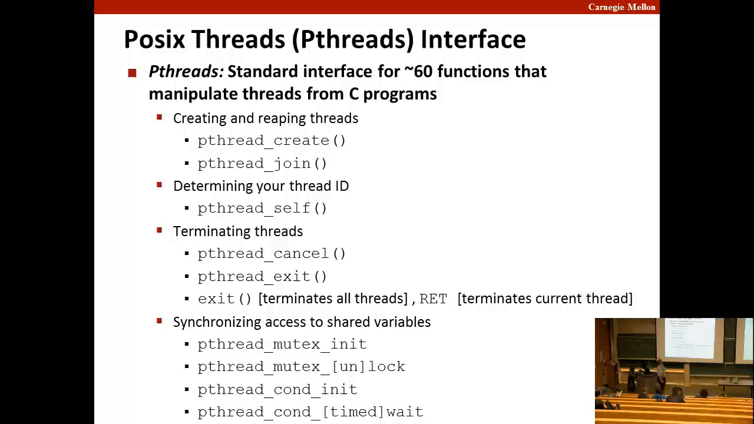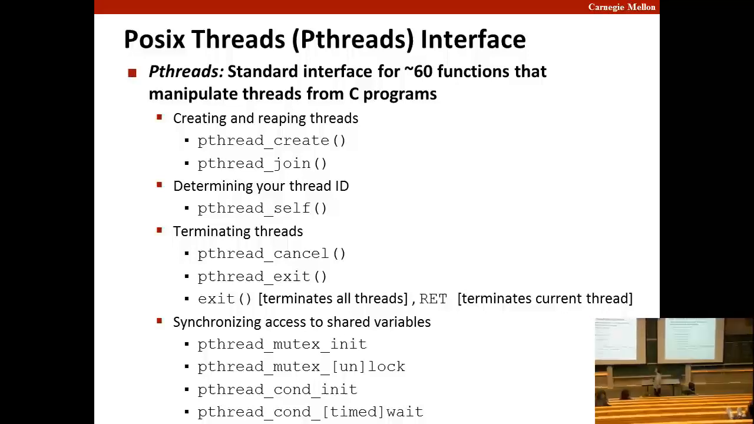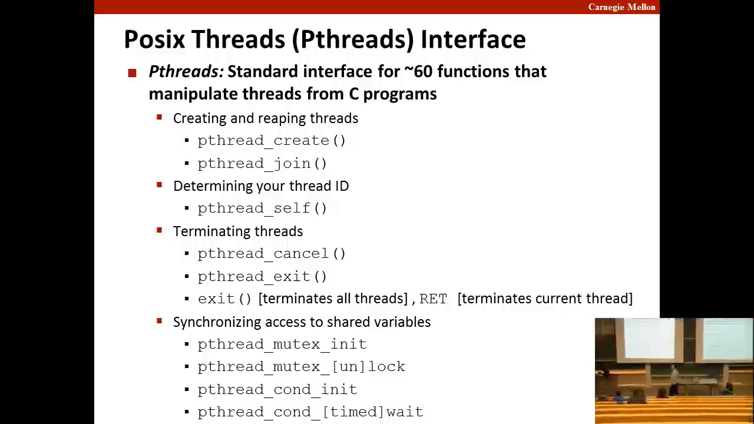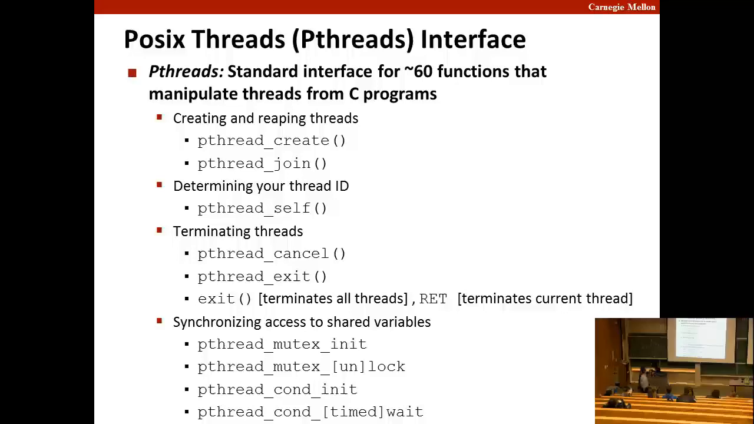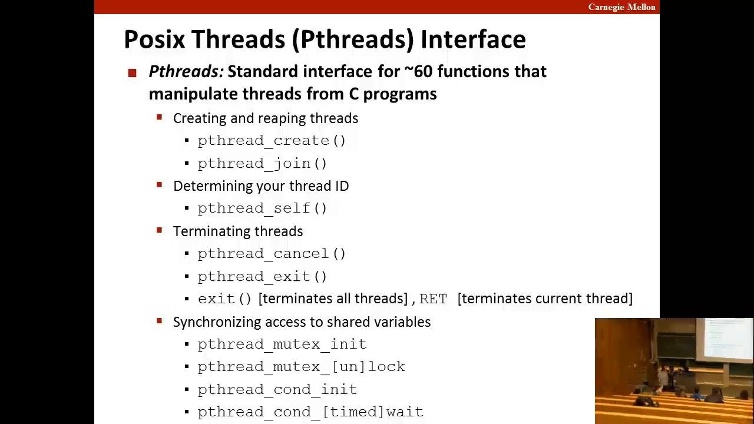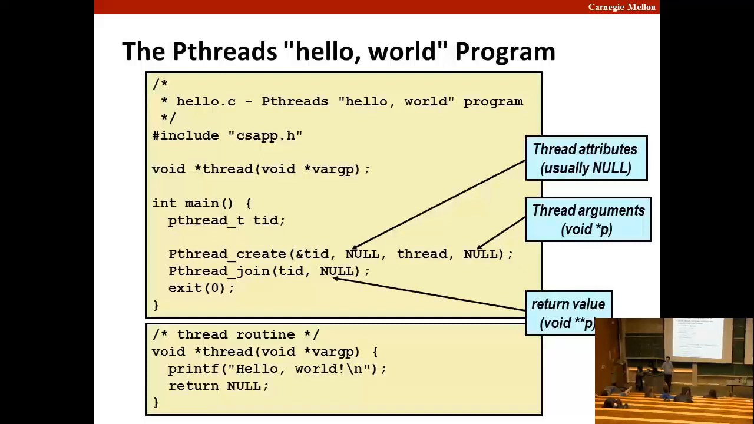The POSIX thread interface, pthreads, is the standard way for creating and managing threads. It has a whole bunch of function calls. We can create threads, which is sort of the equivalent of a spawn, of a fork. We can join threads, which is sort of the equivalent of a wait. We can find our own thread ID, which is the equivalent of getpid. We can exit ourselves. We can cancel a thread. And then we have some things for concurrency control: turn taking, synchronizing things.